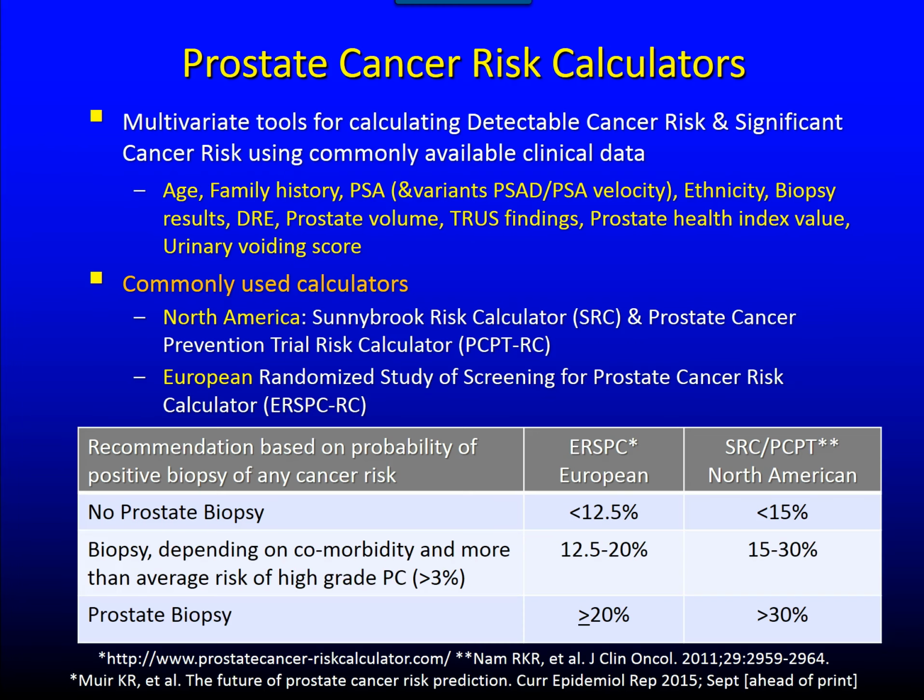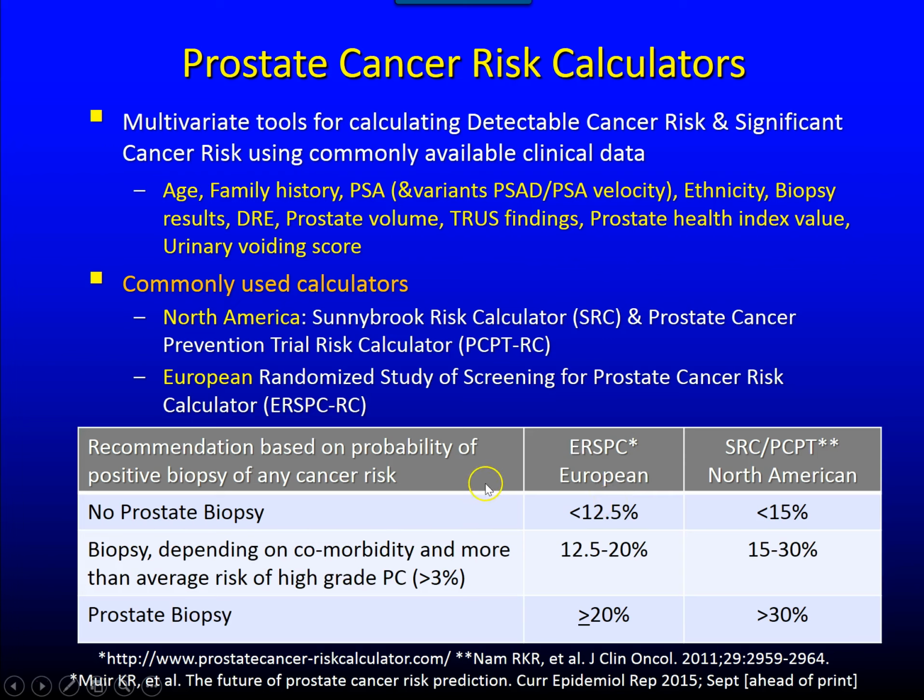Now, there are several risk calculators available. In Europe, the risk calculator is called the European Risk Calculator or the Rotterdam Risk Calculator. In North America, there is the Sunnybrook Calculator and the Prostate Cancer Prevention Trial Risk Calculator. And this is the one that you should use if you're in America, because this is enriched with a black population. The European calculator should be used in predominantly white people.